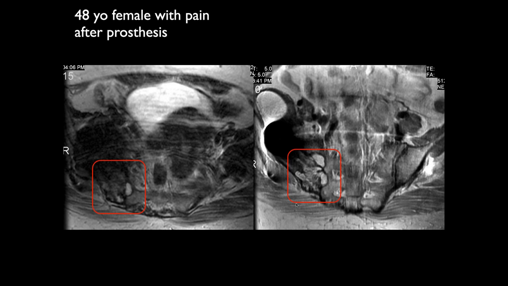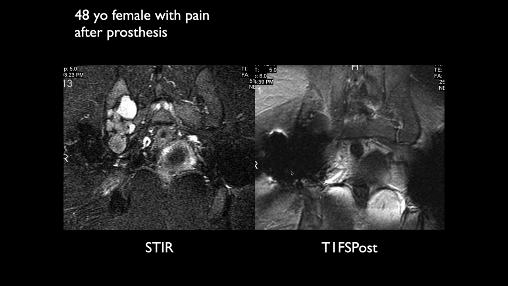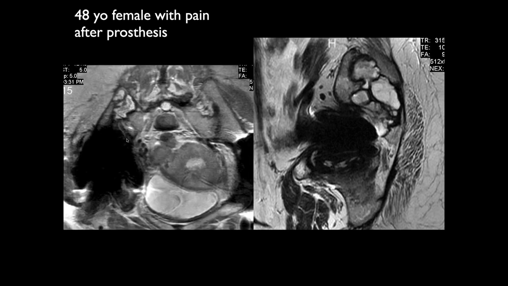I'd like to see a few more sequences, but it kind of looks like there's a lot of bone erosion there. We're looking at the STIR and the T1 fat-sat post-contrast images, and we can see it's growing into the iliac wing there. It looks mostly cystic. I don't know if this could be an infection.